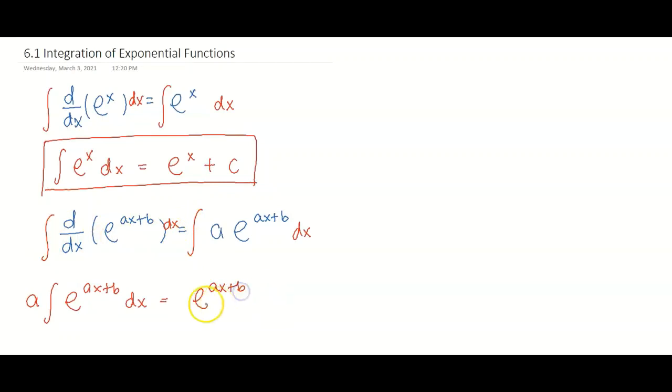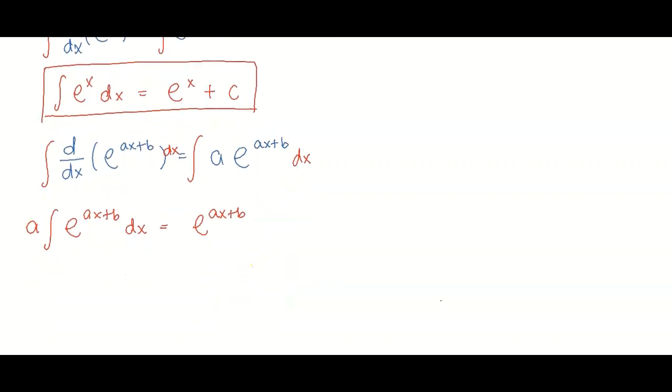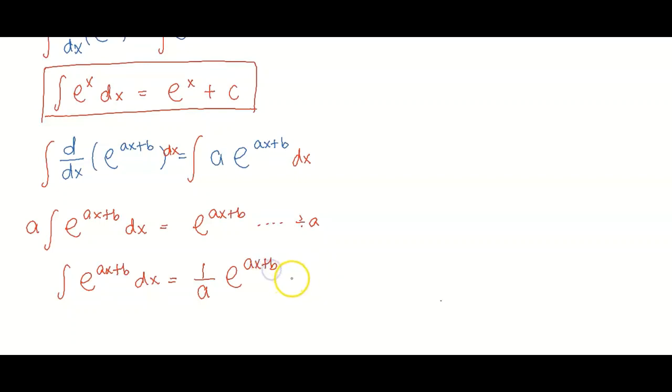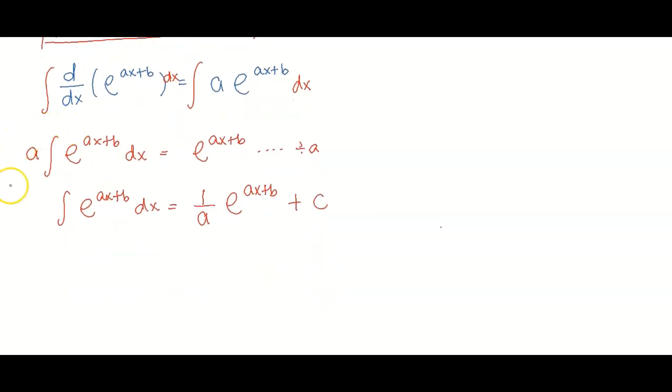And at this side, as if the dx and the integral we already cancelled off each other, we have e power of ax plus b. And now we can see that we have a here as a coefficient. So I divide both sides by a. Divided both sides by a, I have integrate e^(ax+b) dx equals 1 over a e power of ax plus b. Alright, because this is an indefinite integral, plus a constant c. This is the second formula that we would remember.